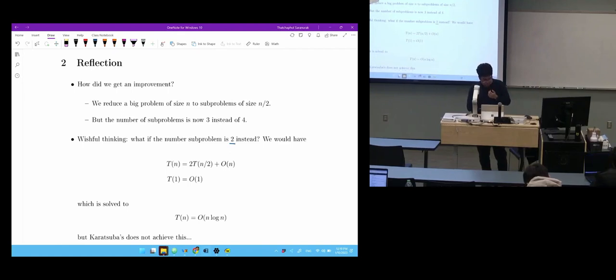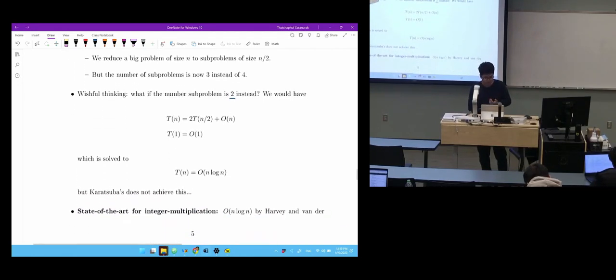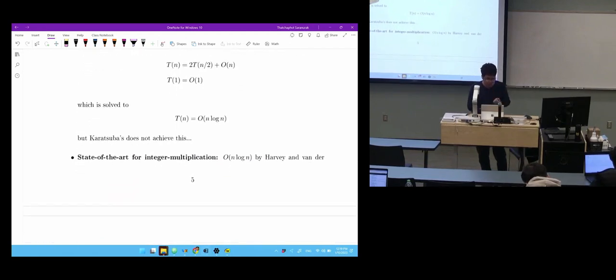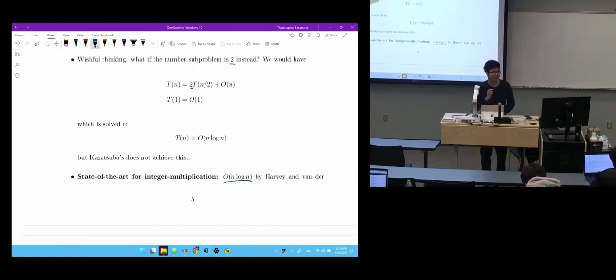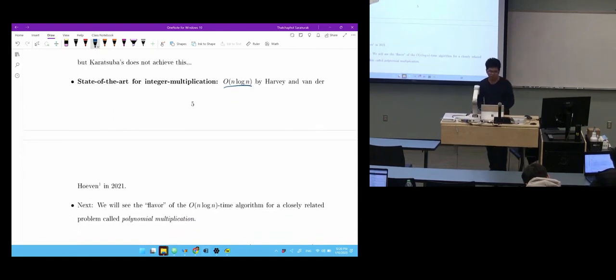And incidentally, this is not an accident actually, but the state of the art for integer multiplication right now takes actually n log n. The algorithm is based on the hope that you want to reduce the number of subproblems to 2. But the algorithm here is much more complicated. What I'm going to do next is to give you the flavor of how to get something like n log n, but for a different but related problem of polynomial multiplication, not integer multiplication.